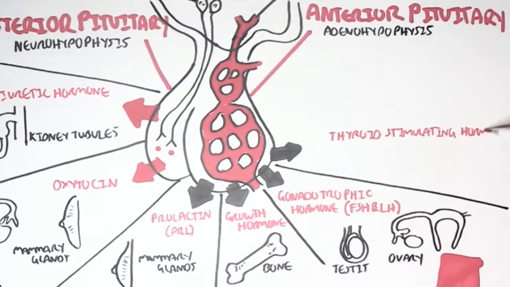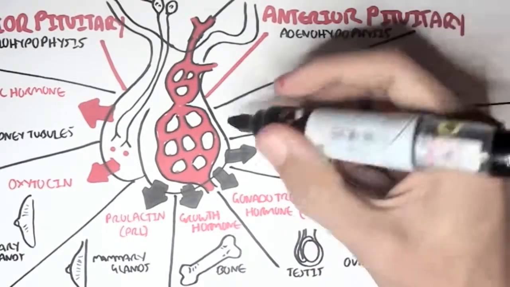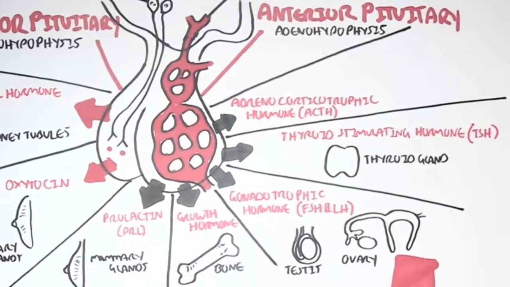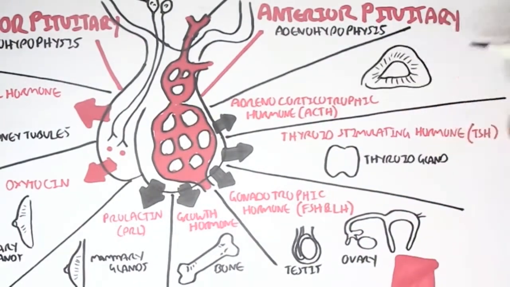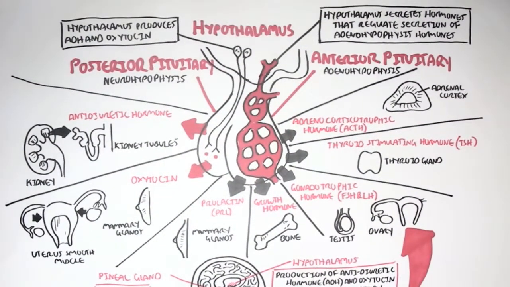Anterior pituitary can also secrete thyroid-stimulating hormone, which will stimulate the thyroid gland to secrete its own hormones. And finally, the anterior pituitary can also secrete adrenocorticotropic hormone, which will target the adrenal glands, and it will stimulate the release of cortisol, for example.